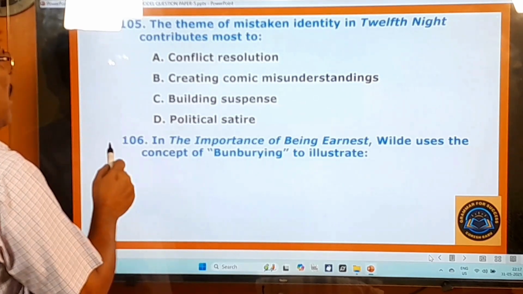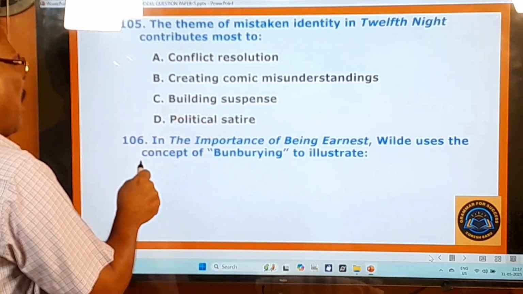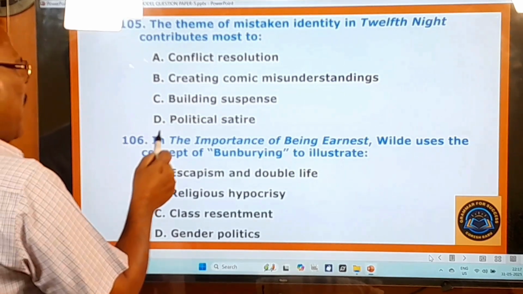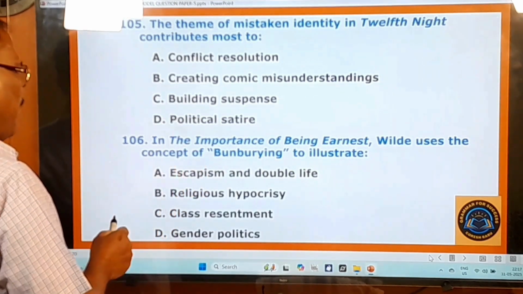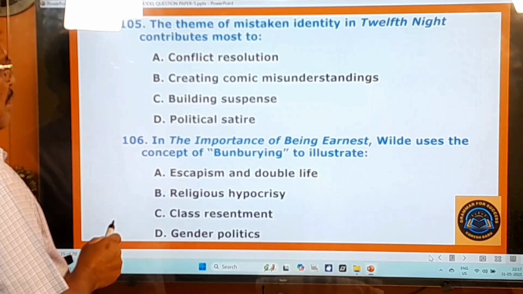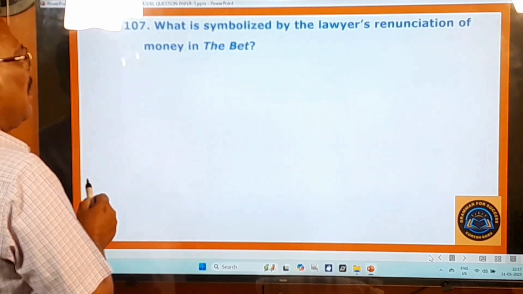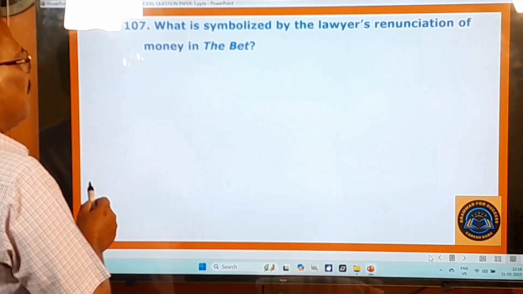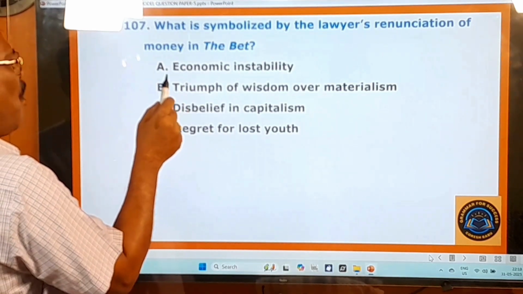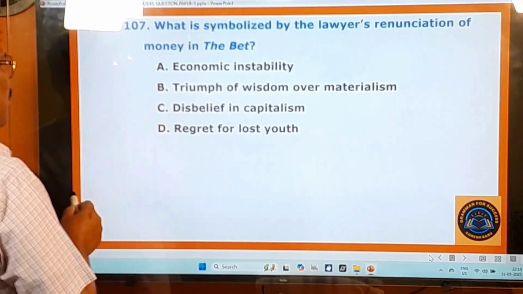106th question. In The Importance of Being Earnest, Oscar Wilde uses the concept of Bunburying to illustrate escapism and double life, religious hypocrisy, class resentment, gender politics. 107th question. What is symbolized by the lawyer's renunciation of money in the bet? Economic instability, triumph of wisdom over materialism, disbelief in capitalism, regret for lost youth.